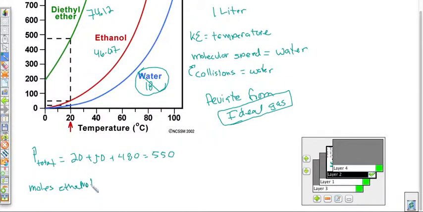Oh, well, anyway, sorry about my handwriting there. Moles of ethanol. Oh, I can't stand it. I'm going to have to fix that. There we go. That's a lot better, isn't it?